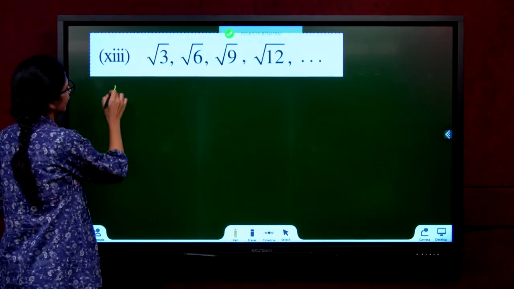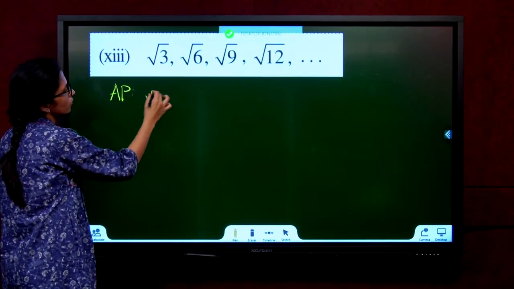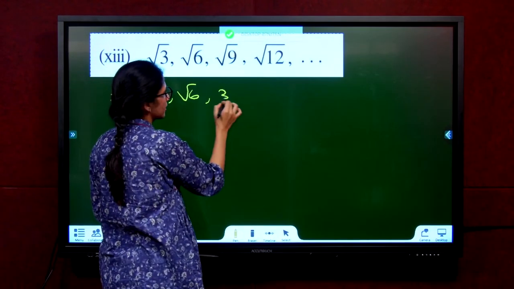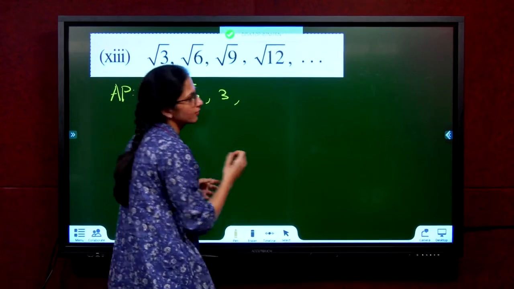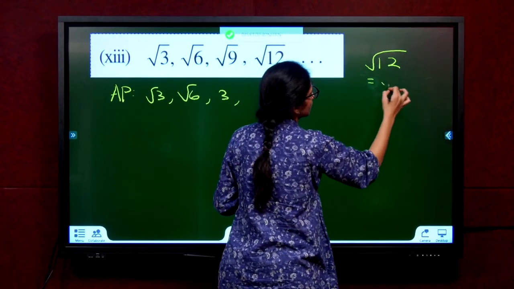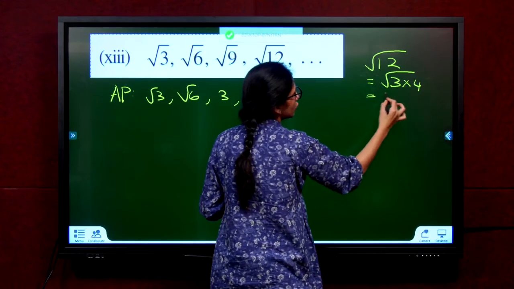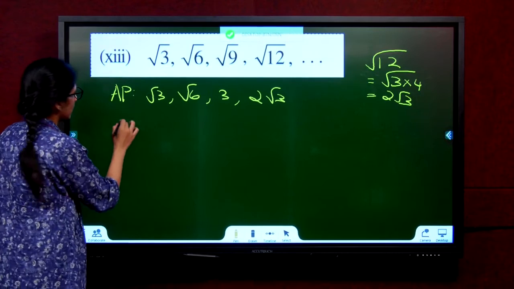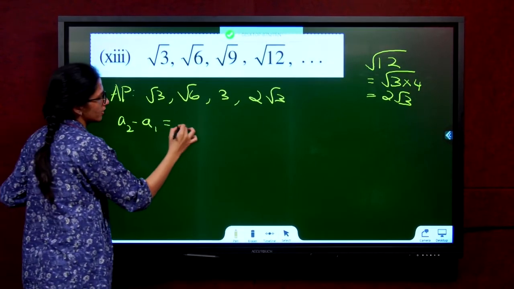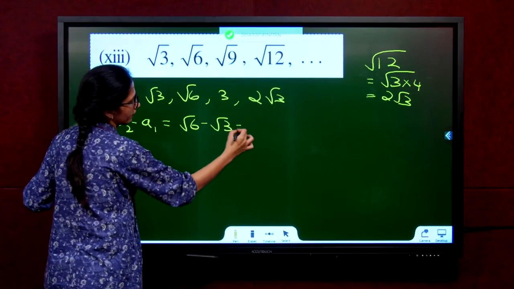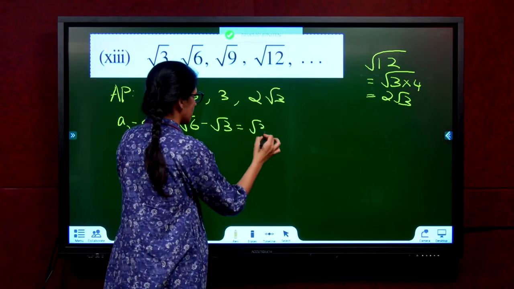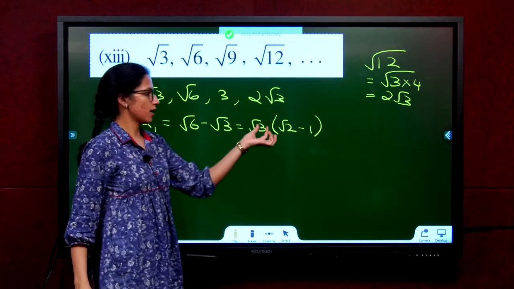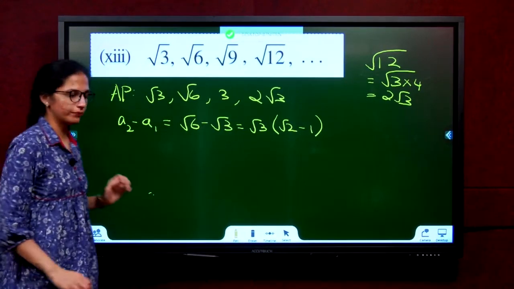Same method, let's simplify the root as much as we can. Root 3 only, root 6 cannot be done. Root of 3 square, so this is 3, and this 12 is 3 into 4, 4 comes outside the root becomes 2, 2 root 3. Okay, let's start. A2 minus A1, root 6 minus root 3. You can take root 3 common. You are left with root 2 minus 1. See, root 3 into root 2, root 6. Root 3 into 1, root 3.